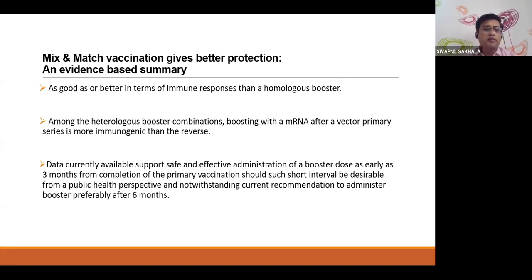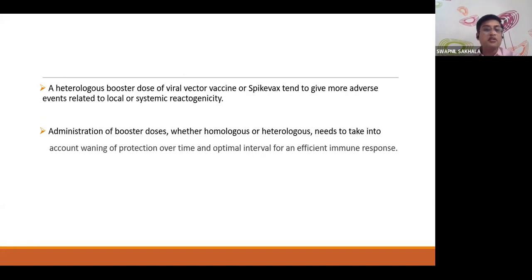One paper which is published is on mix and match vaccination. Mix and match means two doses have been taken of the same vaccine and the booster is taken from a different, heterologous vaccine. They have shown that among the heterologous booster combinations, boosting with an mRNA vaccine after a vector primary series is more immunogenic. It gives better immunity. So mix and match vaccines are better in terms of immune response than a homologous booster, and they should be given within 6 months.